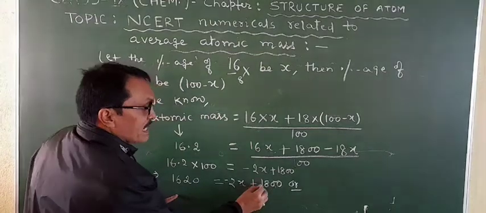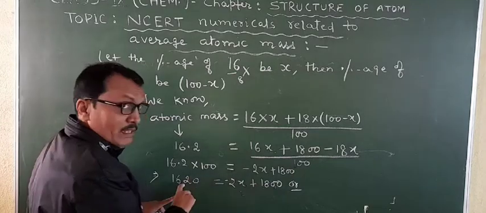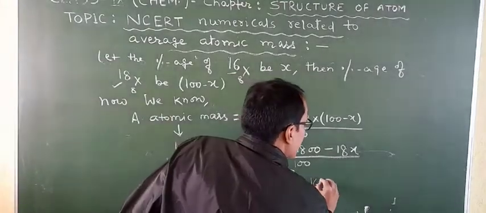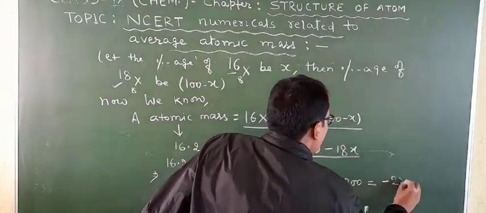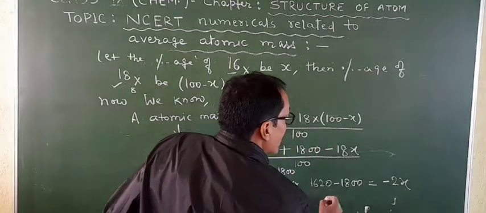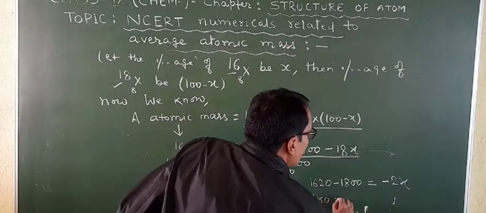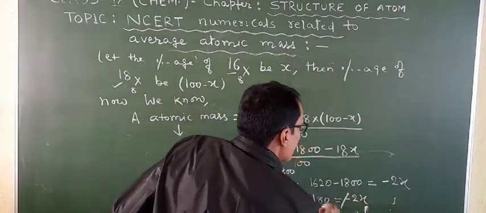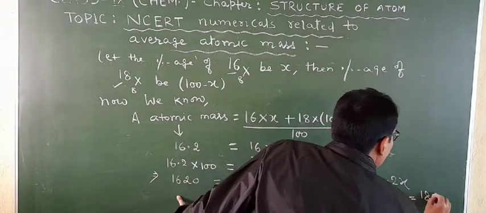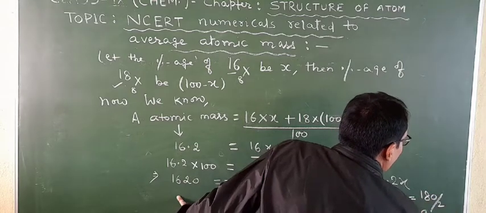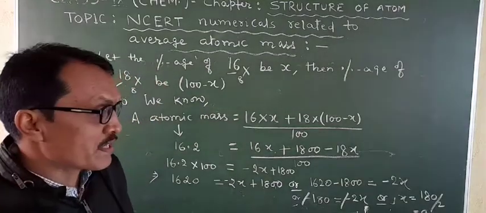If you bring this 1800 to the left side, it will become minus, so 1620 minus 1800 equal to minus 2x. If you calculate, it will come minus 180 equal to minus 2x. The minus cancels, so x equals 180 by 2 equals 90. So here the value of x comes 90.